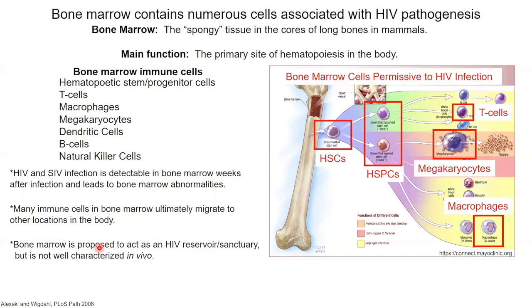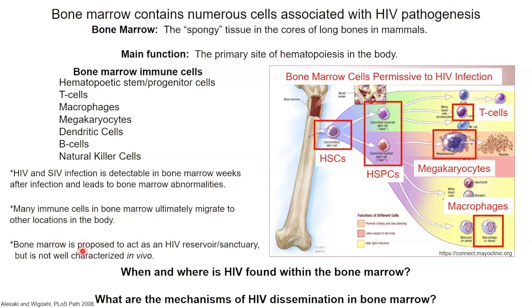And then finally, it's been proposed to act as a reservoir or a sanctuary, but it's just simply not well characterized in vivo. So with that in mind, we wanted to ask, when and where is HIV found within the bone marrow? And what are the mechanisms of HIV dissemination in the bone marrow? We can do this for the bone marrow, but it's also good to keep in mind we can do this with just about any tissue as well and ask these same questions.